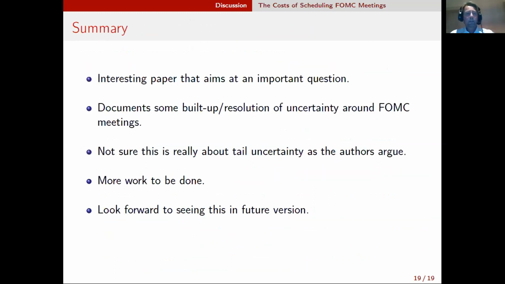In summary, I think this is an interesting paper that aims at an important question. It documents some build-up and some resolution of uncertainty around FOMC meetings. But I'm not sure this is really about tail uncertainty, as the authors argue. I think more work needs to be done, and you have the very nice granular data to do so. So I urge you to do more, and I look forward to seeing this in the future version of the paper. Thank you.